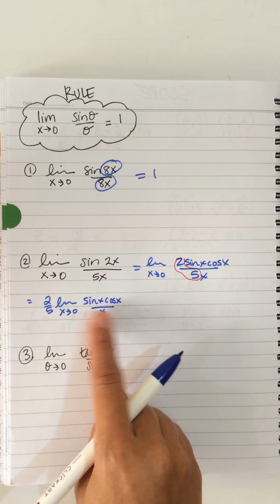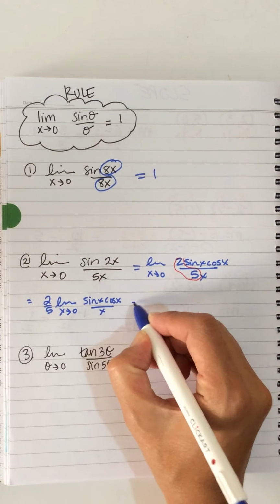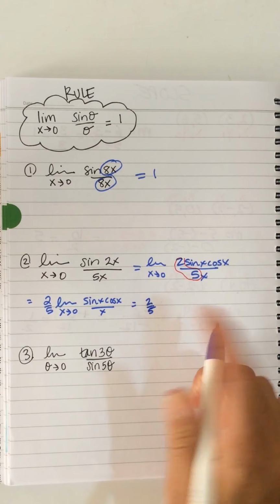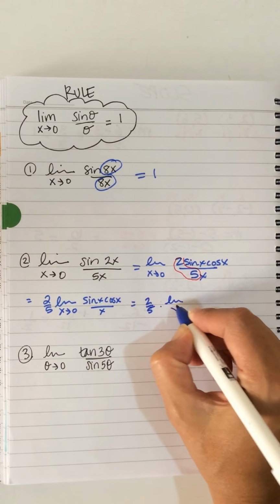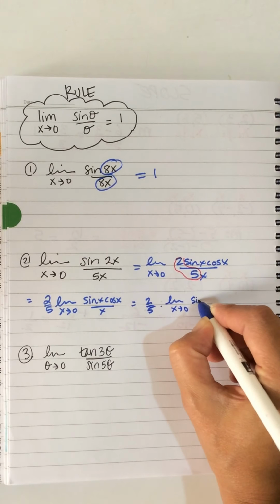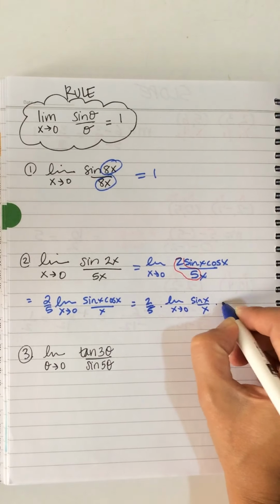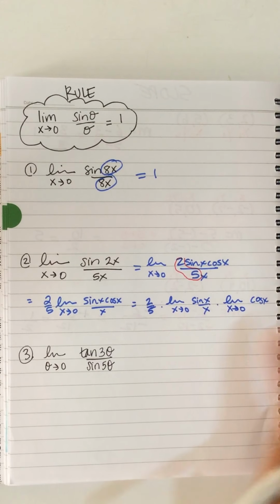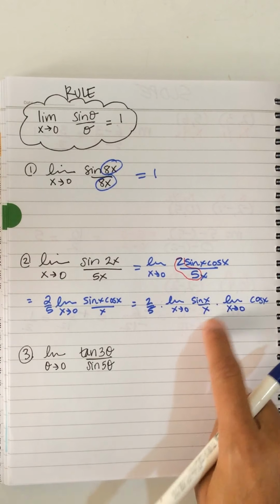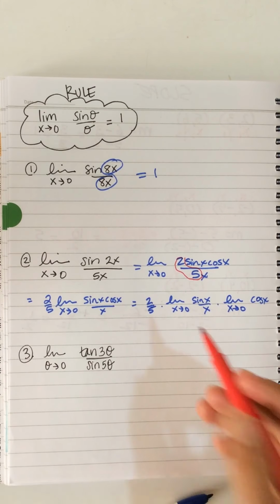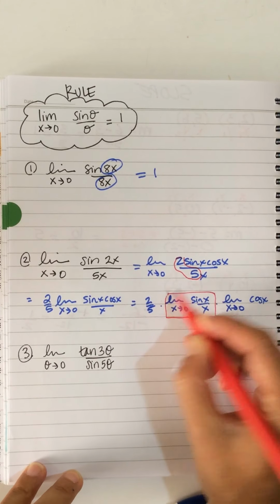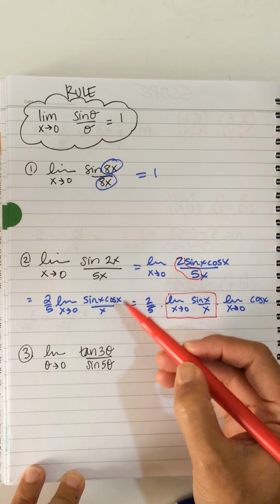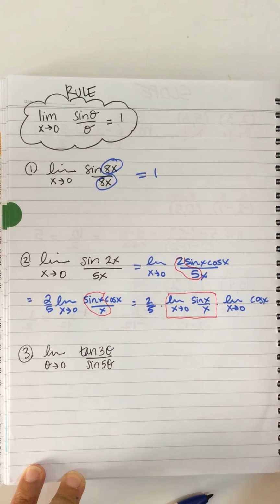Now I'm going to separate this into two different limits. This is the same as saying 2/5 times the limit as x approaches 0 of sine x over x times the limit as x approaches 0 of cosine x. Why did I decide to separate it like that? Because now this second limit, the one in the middle, is the identity. So I know that's 1. That's why I decided to pull these out together.